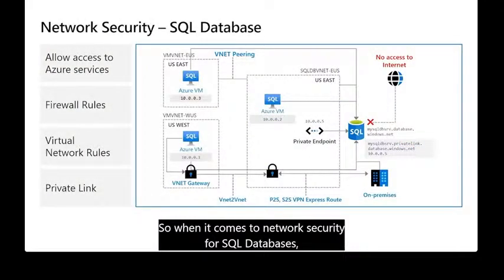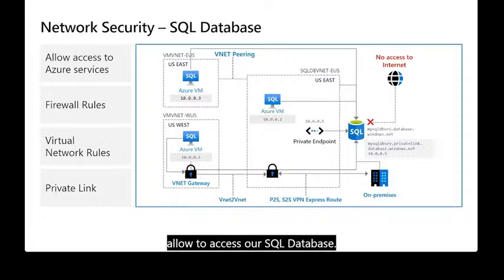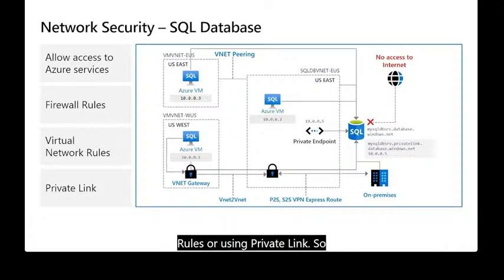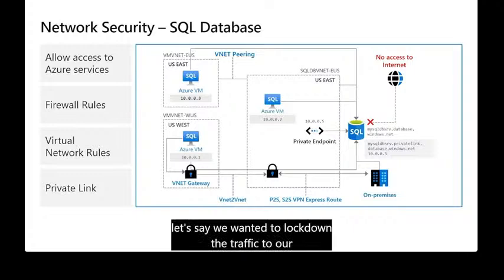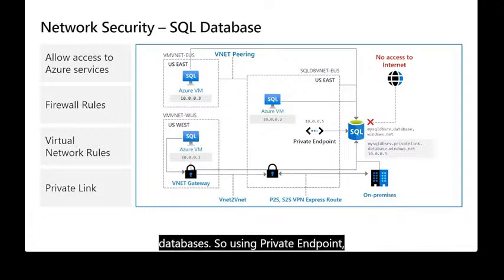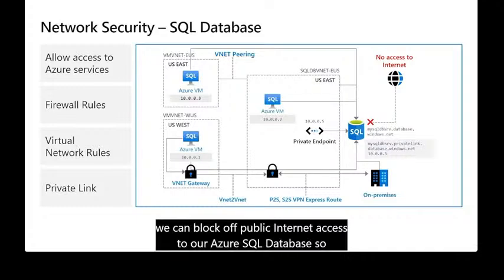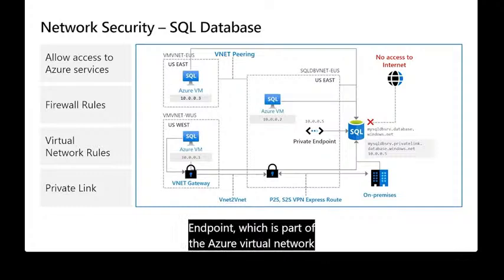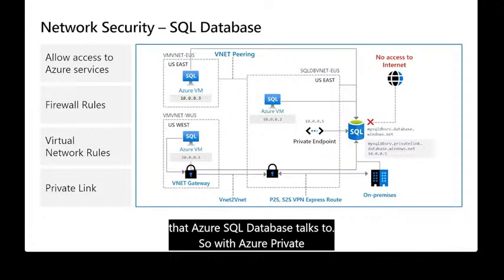So when it comes to network security for SQL databases, we can configure a couple of things like which services to allow to access our SQL database. So we can do that through firewall rules or setting up virtual network rules or using private link. So let's say we wanted to lock down the traffic to our Azure SQL databases and block off public internet access to these SQL databases. So using private endpoint, we can block off public internet access to our Azure SQL database so that the only connection it has is a private endpoint, which is part of the Azure Virtual Network that Azure SQL database talks to.